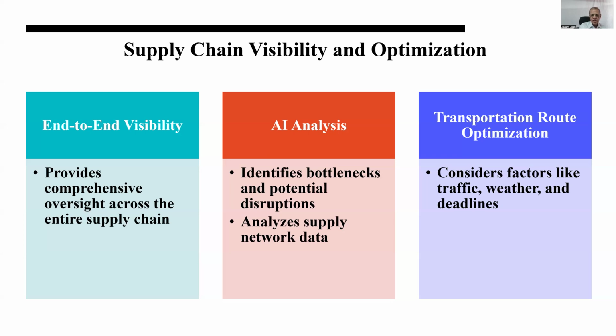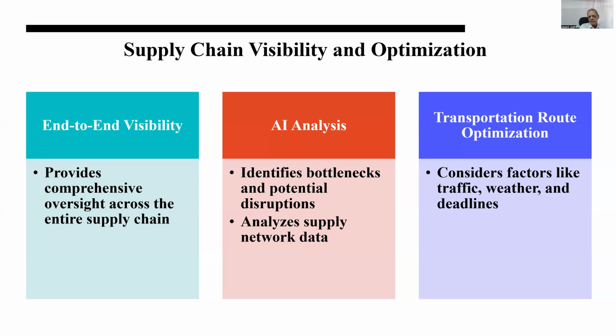Since the real time data will be available, it can also identify possible bottlenecks and potential disruptions. Advance intimation can help you rectify your decisions or take the necessary action so that your supply chain management is seamless, with no disruptions and all that. And this analyzes the complete network data.